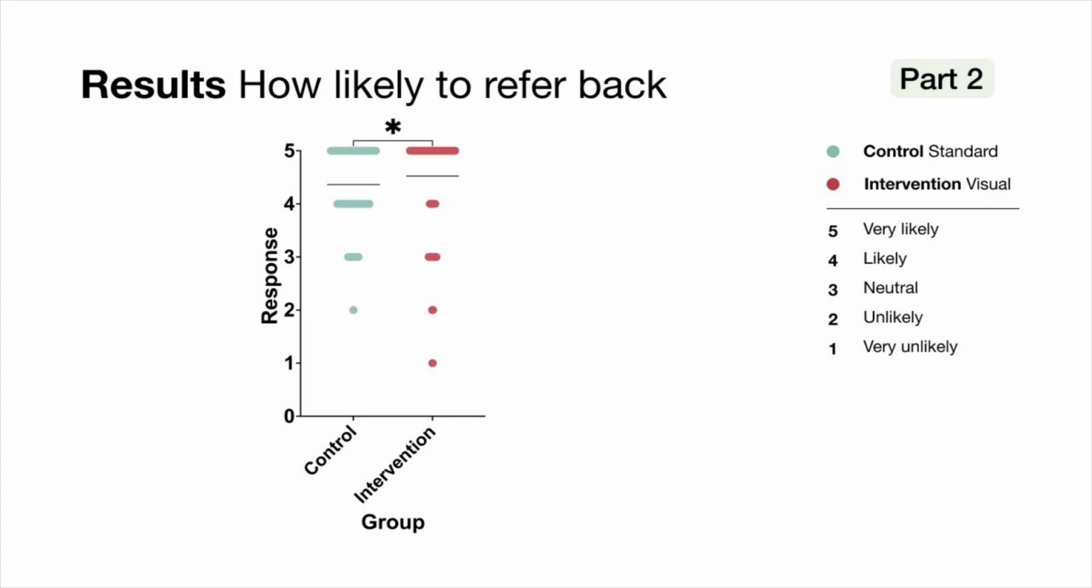So we see a slightly statistically significant difference between likeliness of referring back between these two groups. So the intervention group that received the visual outline were more likely to refer back to it than that of the control group that received the standard outline.